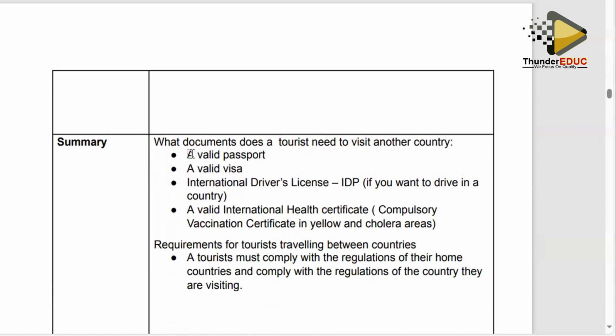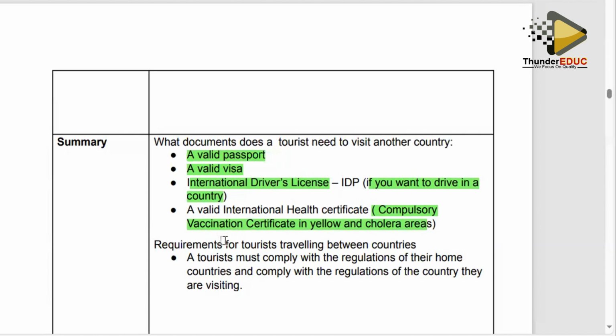So the first one, which is compulsory, is a valid passport. A visa is also of importance. An IDP or international driver's license, that is voluntary. It is not compulsory. It is optional. You can choose to have it or you can choose not to have it. Then a valid international certificate showing compulsory vaccination in yellow fever and cholera areas. This will be compulsory when you are visiting countries where cholera or yellow fever are prevalent.